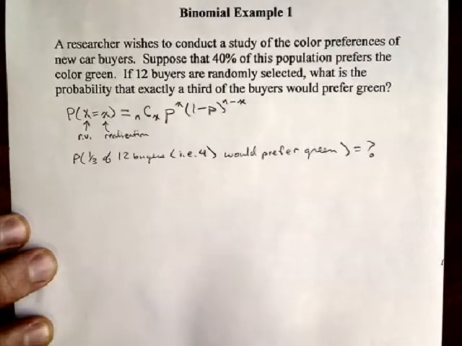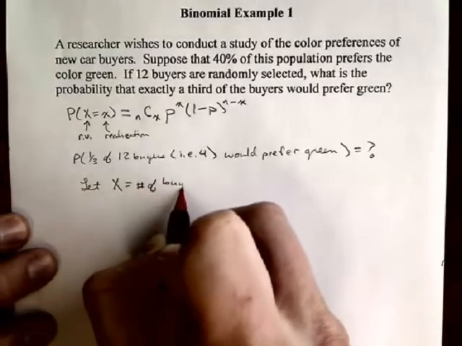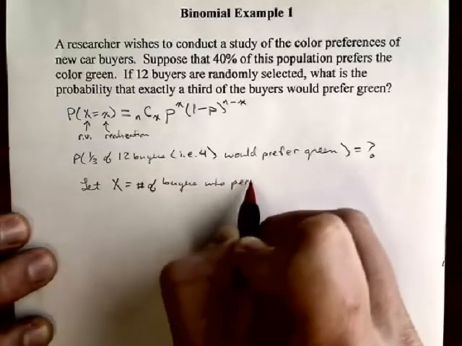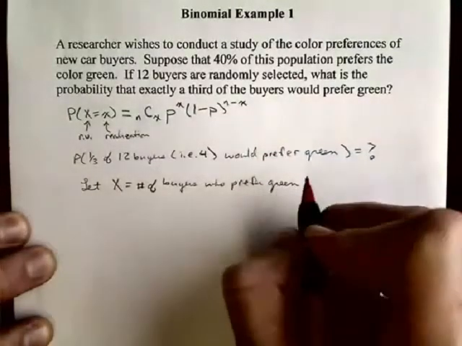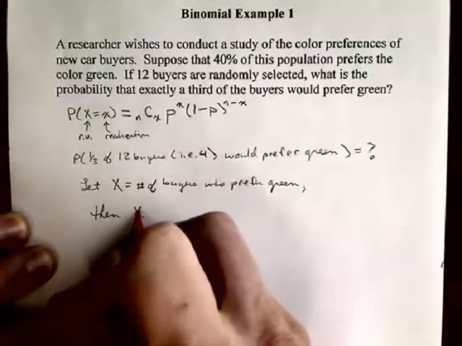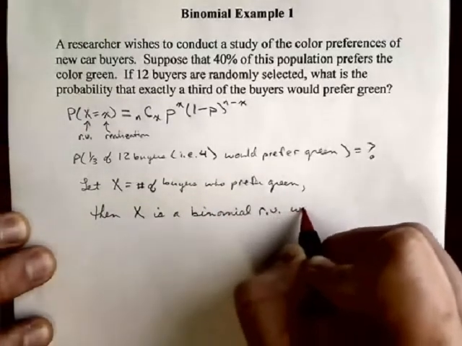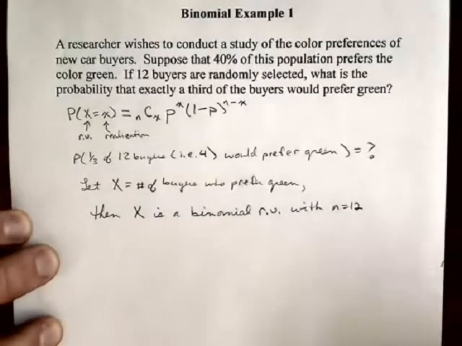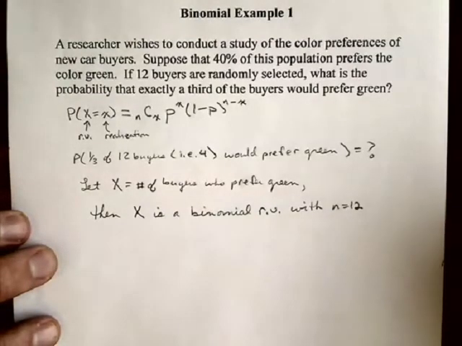And the way to think about this is, if I let x here be the number of buyers who prefer green, then it makes sense that x is a binomial random variable with n equals 12. That is, there's 12 buyers that, when they come up to this car dealership, or wherever they are looking at cars, they either prefer green or they don't. And so it's a binary outcome for each buyer here. There's 12 of them. We're going to assume they're independent.